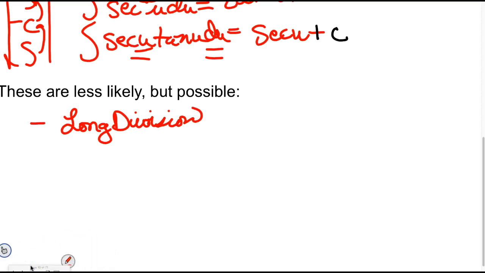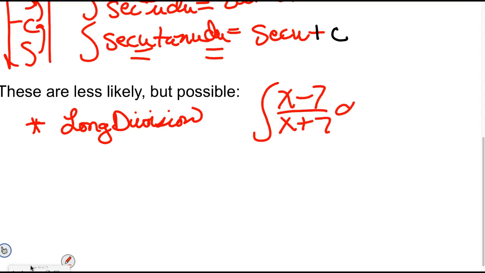Remember, that's an option when the degree on the numerator is less than or equal to the degree in the denominator. Also, when everything else fails and it's polynomially, try long division. It doesn't work very often, but we did it last year.